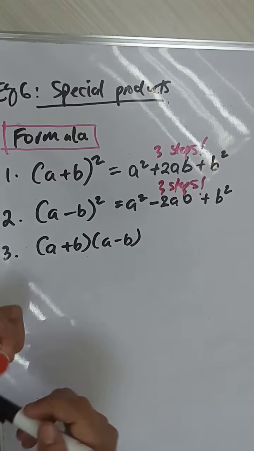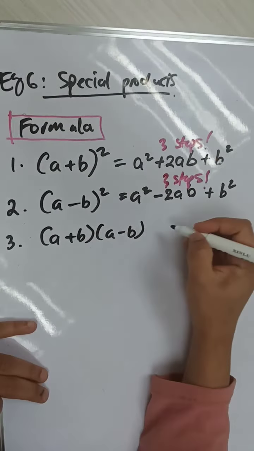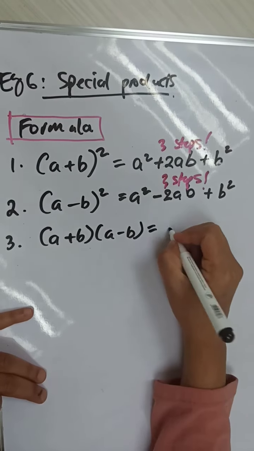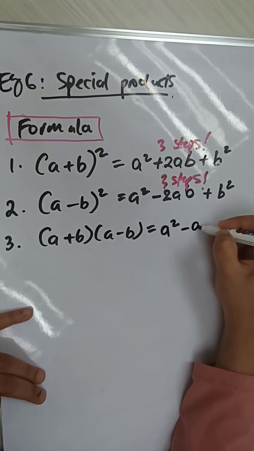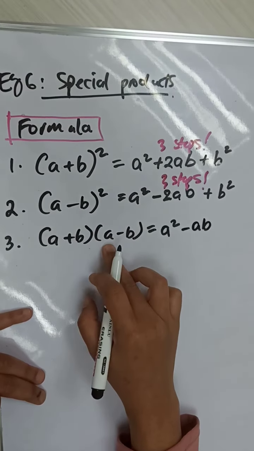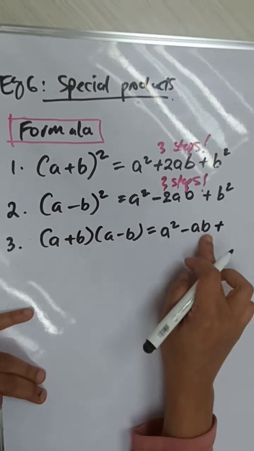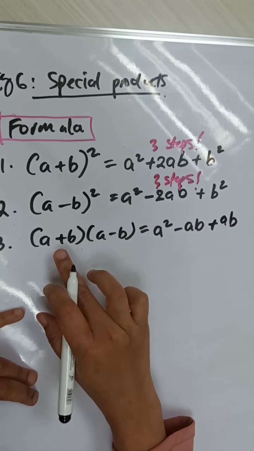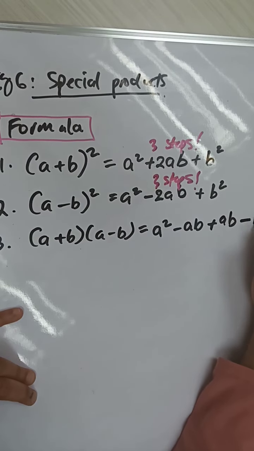And then number 3, how can we expand this? There's manual operation. You have to multiply one by one. So a multiply a, we get a square. A multiply negative b, we get negative ab. Then b multiply a, since this is positive, so positive ab. Plus positive b multiply negative b, we get negative b square.